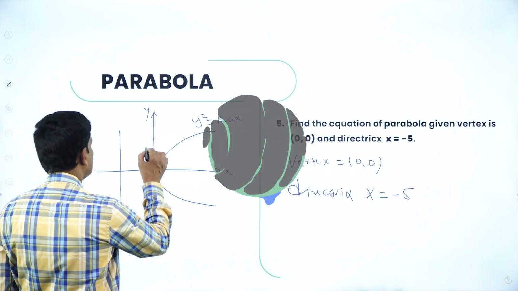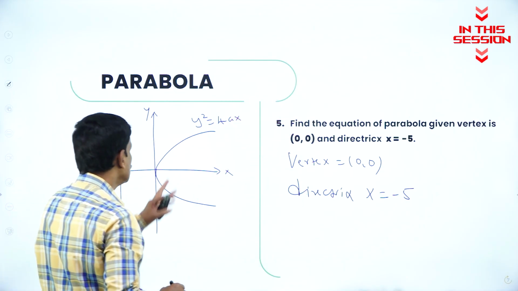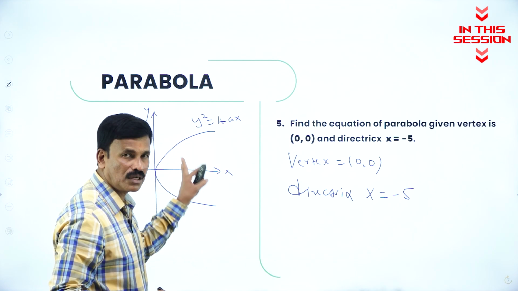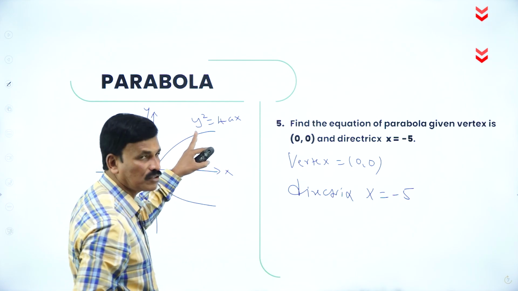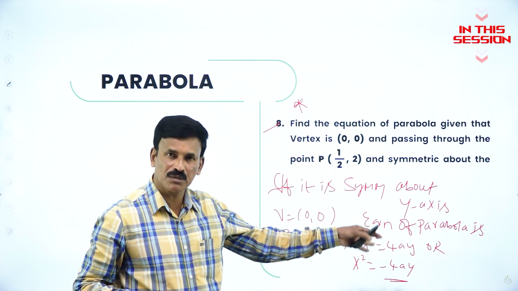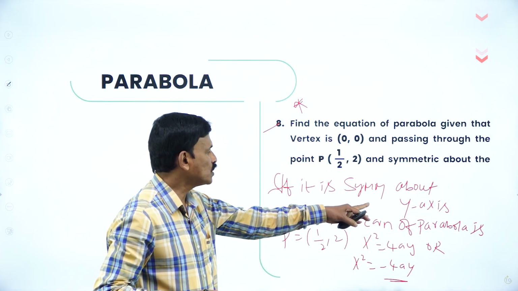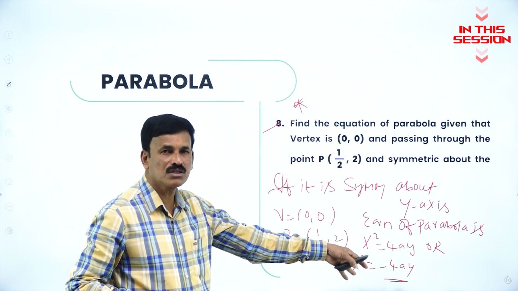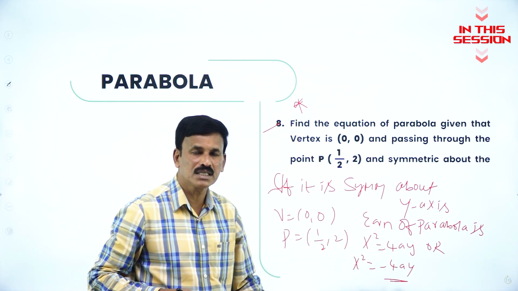x is equal to minus 5 means it's a line parallel to the y-axis. Therefore, the axis of the parabola is the x-axis and the equation of the parabola is y square is equal to 4ax. Suppose if it is symmetric about the y-axis, then the equation of the parabola is x square is equal to 4ay or x square is equal to minus 4ay.